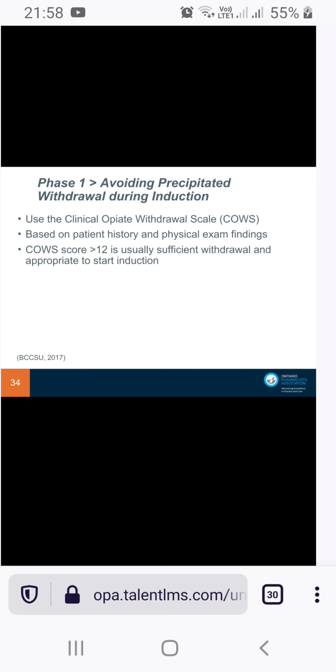What can we do to objectively determine when it's safe to start induction? Well, most practitioners tend to use something called a COWS score. COWS stands for Clinical Opioid Withdrawal Scale. It's based on patient history and physical exam findings. Generally, a COWS score of greater than 12, so 13 or above, usually indicates sufficient withdrawal to start induction of buprenorphine.